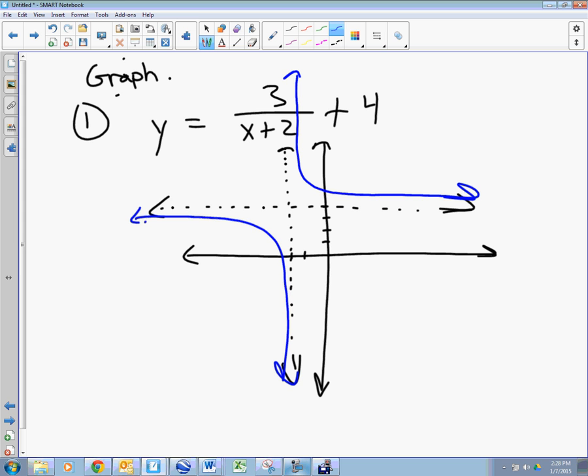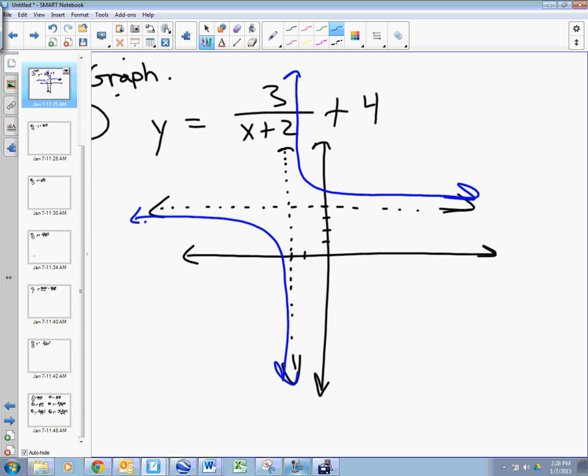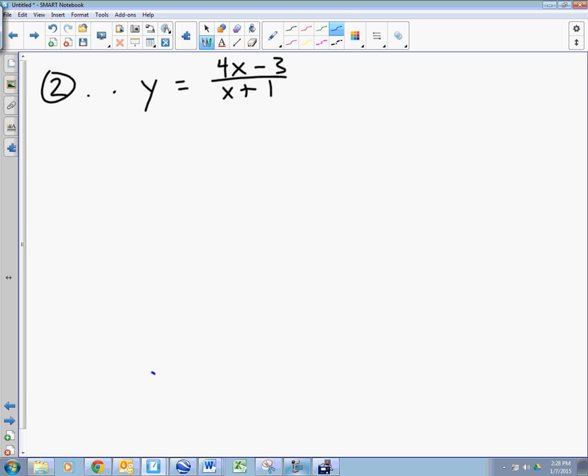That is what we reviewed yesterday at the end of class. This is something we've covered before. Everybody good? All right. Let's try one a little bit more difficult. y equals (4x minus 3) over (x plus 1).